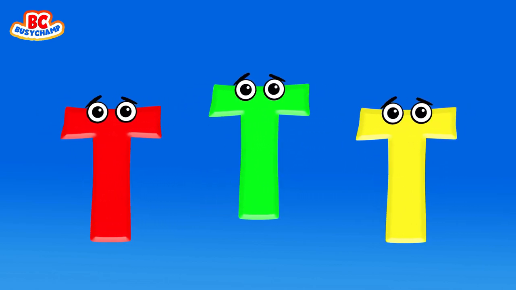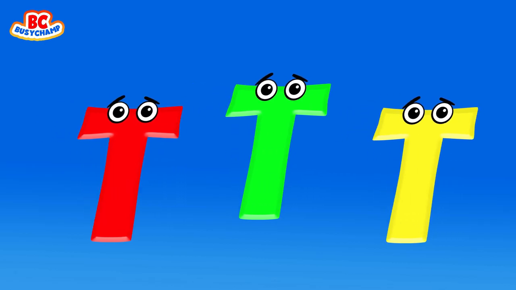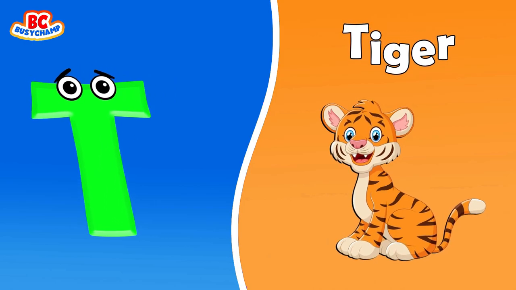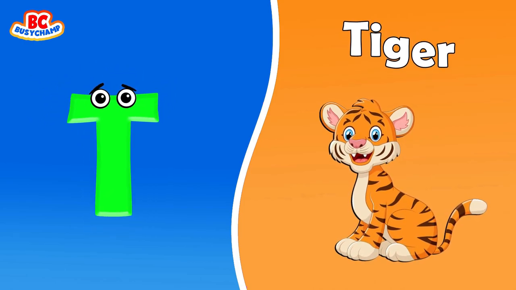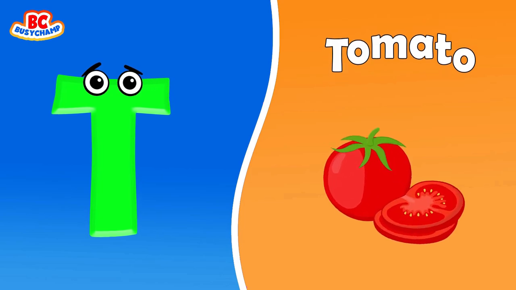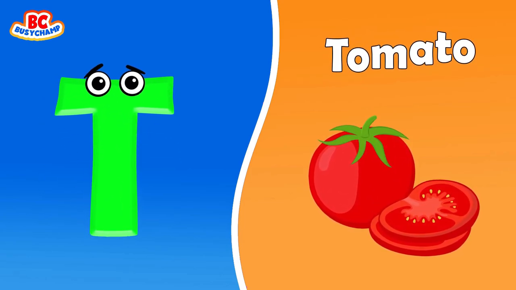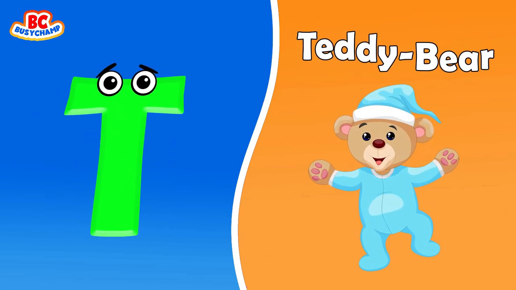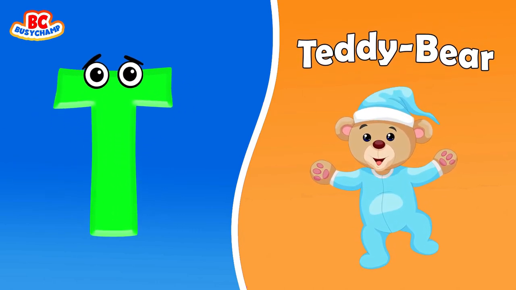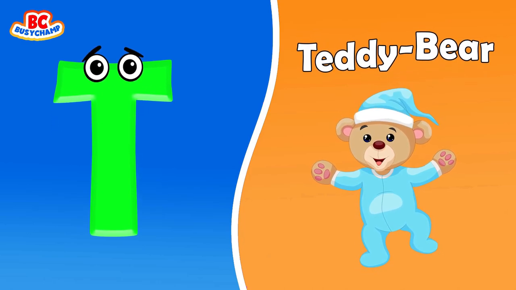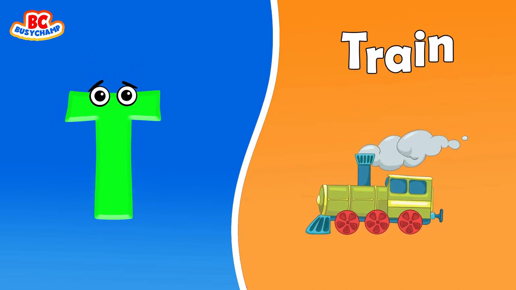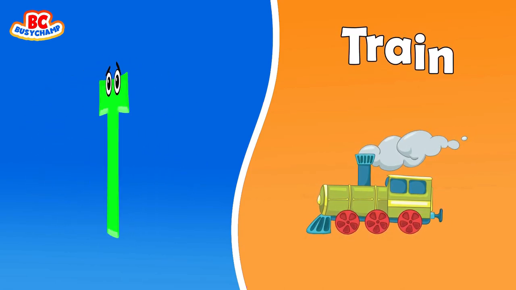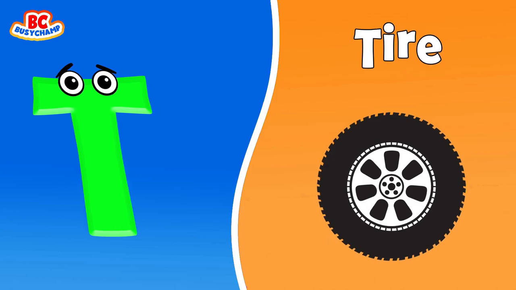Here comes the letter T. T for tiger, t-t-tiger. T for tomato, t-t-tomato. T for teddy bear, t-t-teddy bear. T for train, t-t-train. T for tire, t-t-tire.